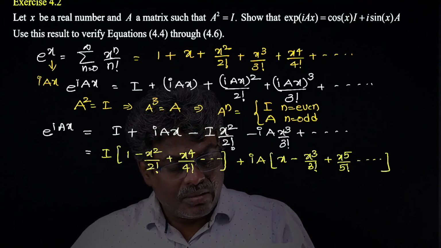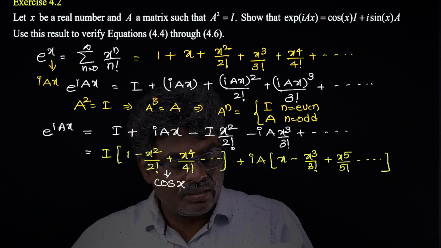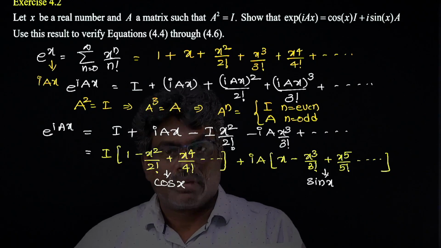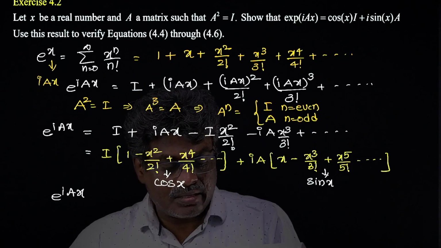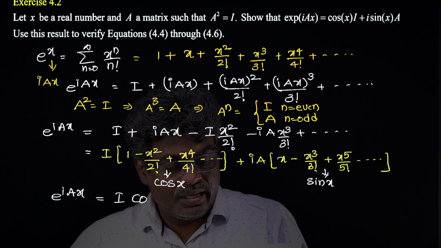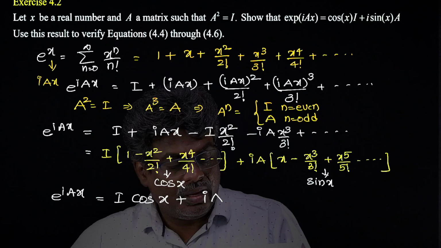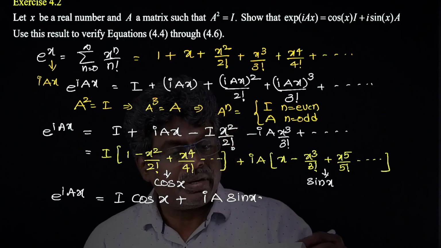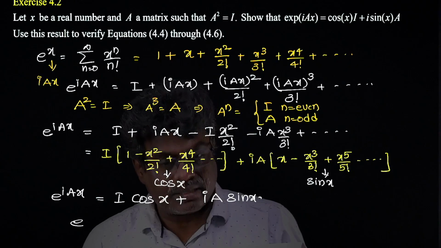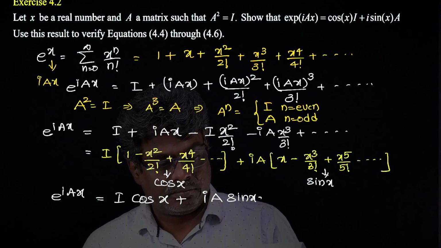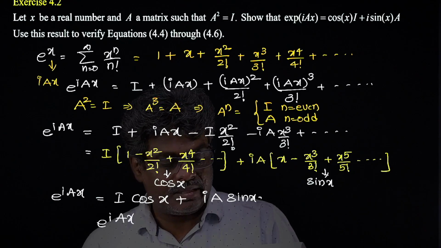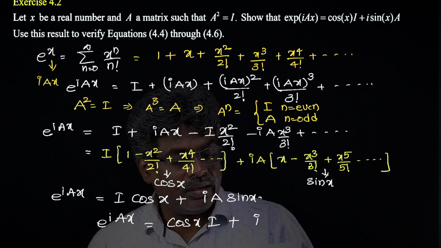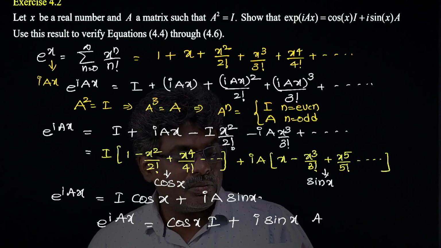So this is nothing but the cos x expansion, the Maclaurin series again, and this is the expansion of sine. So finally we can write e raised to iax equals I identity cos x plus iA sin x. If you rewrite this, you will get the form whatever they are asking. So e raised to iax equals cos x times I plus i sin x times A, right?